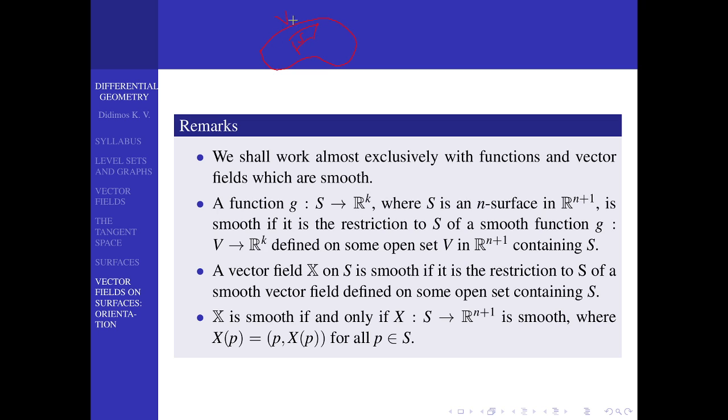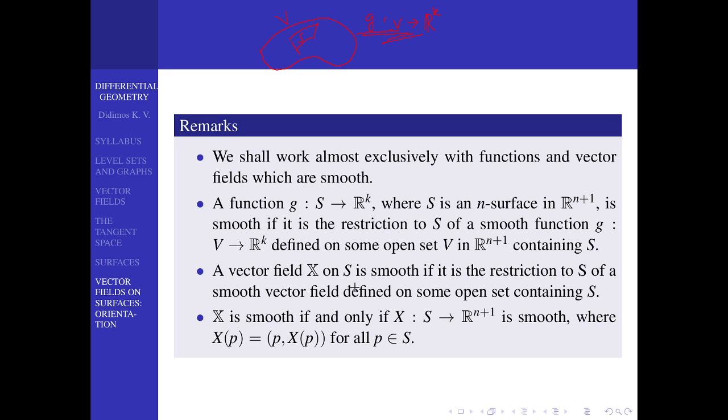If this is our surface, then we need to consider an open set V containing S, and g from V to R^k is smooth. Then we can say that the restriction of this function to S is also smooth. Or otherwise, the other way around, we can think of a smooth function on S as a restriction of such functions g. So this is the idea of a smooth function on a surface.